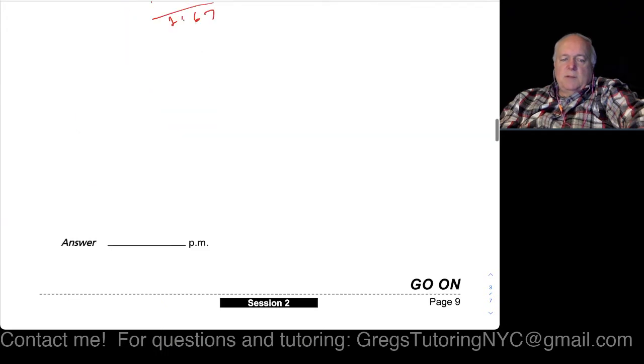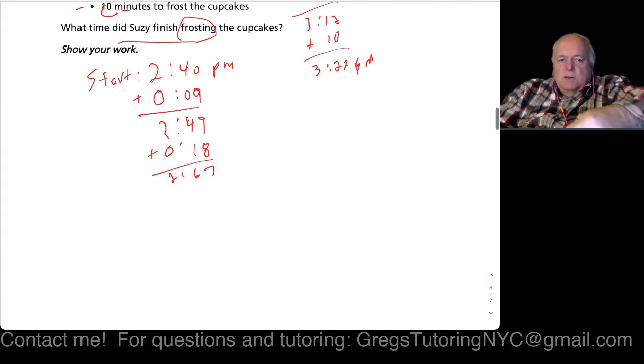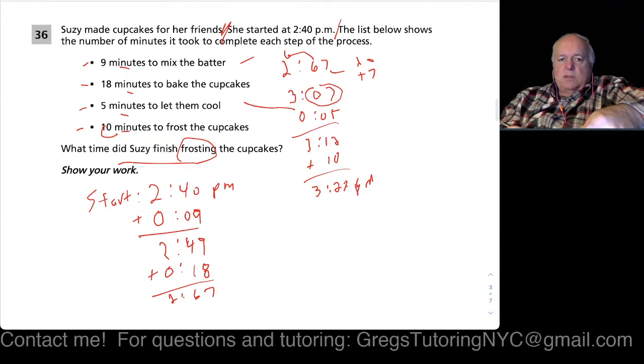We always use that to make sure that it didn't ask us, because there is another way to solve this, which is to just add 9 plus 18 plus 5 plus 10. So if we do that, we get 16, 17, 22. I believe that turns out to be 42 minutes. Let me just double check that.